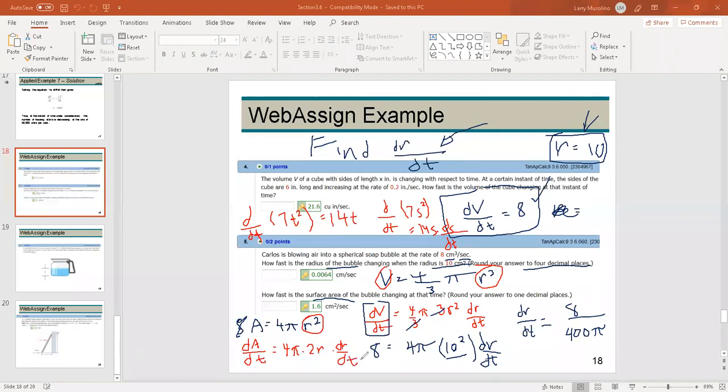All right, well, they want to know dA/dt. Do I have everything I need to plug in here? I think I do. I know r, because r was 10. I know dr/dt because I just calculated that from part A. So dr/dt turned out to be 0.064, so I can plug that in and work this out on your calculator. You should get an answer that dA/dt is 1.6 centimeters squared per second. So what it means is the surface area is getting 1.6 square centimeters larger every second.